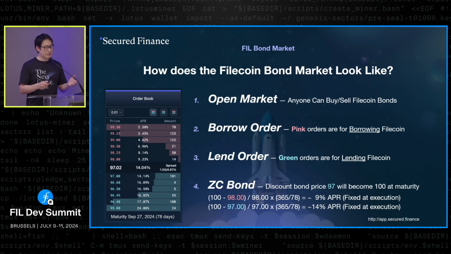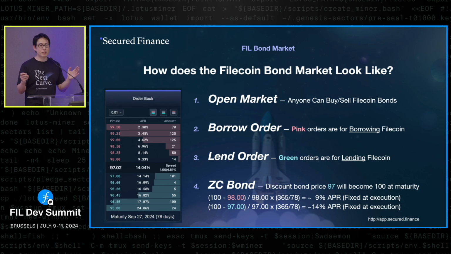So, lastly, I want to talk about the zero coupon bond. What is a zero coupon bond? Basically we remove the interim coupon payments and make it just initial and final payments. So it's called a discount bond, discounted bond. So a discount bond priced at 97 will become 100 at maturity.